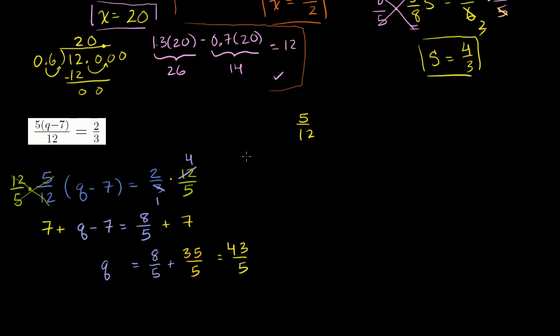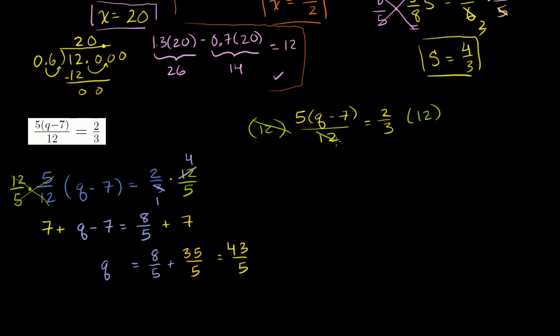Actually, let me just do it a completely different way. Let me write it the way they wrote it. 5 times q minus 7 over 12 is equal to 2/3. Let me just get rid of the 12 first. Let me multiply both sides of this equation by 12. I just don't like that 12 sitting there. So I'm going to multiply both sides by 12.